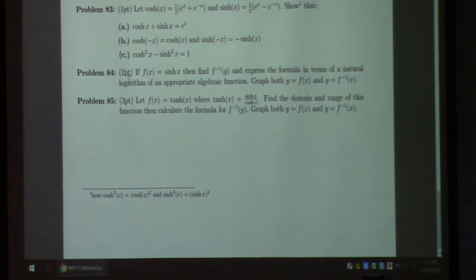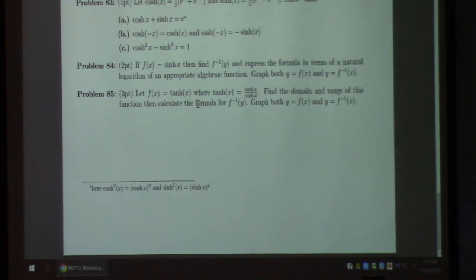And then notice 84, I said find f inverse of y for sinh. We just did that. You should be glad I did that for you. Yes? Because that was not easy. It turns out that the similar calculation for hyperbolic tangent is easier. And there you go. That's your homework.